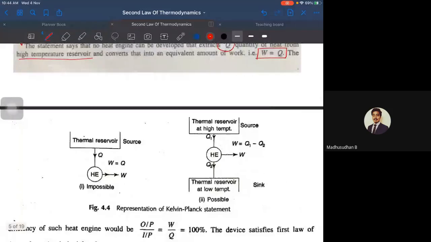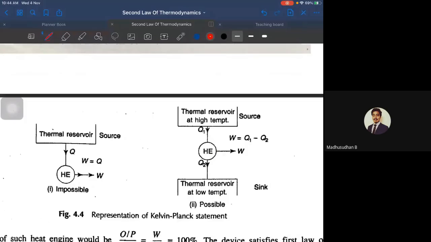That's correct. So here is the statement diagrammatically represented from the Kelvin Planck. So this is possible. So this is correct and this is incorrect. Why? Because in this case, there is a thermal reservoir which extracts Q1 amount of heat. Q2 amount of heat is being rejected to the sink. The difference between these two is being given out as work output from the heat engine.